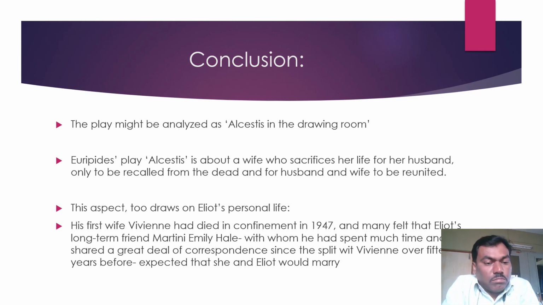T.S. Eliot was married firstly to Vivienne, but in 1947 this first wife of T.S. Eliot died in confinement, and she died simply because T.S. Eliot had a close friend, Emily Hale, whom he could marry. The first wife of T.S. Eliot sacrificed herself for the sake of her husband, so that T.S. Eliot could marry his close friend Emily Hale. So this kind of biographical implication is here in the story of The Cocktail Party.